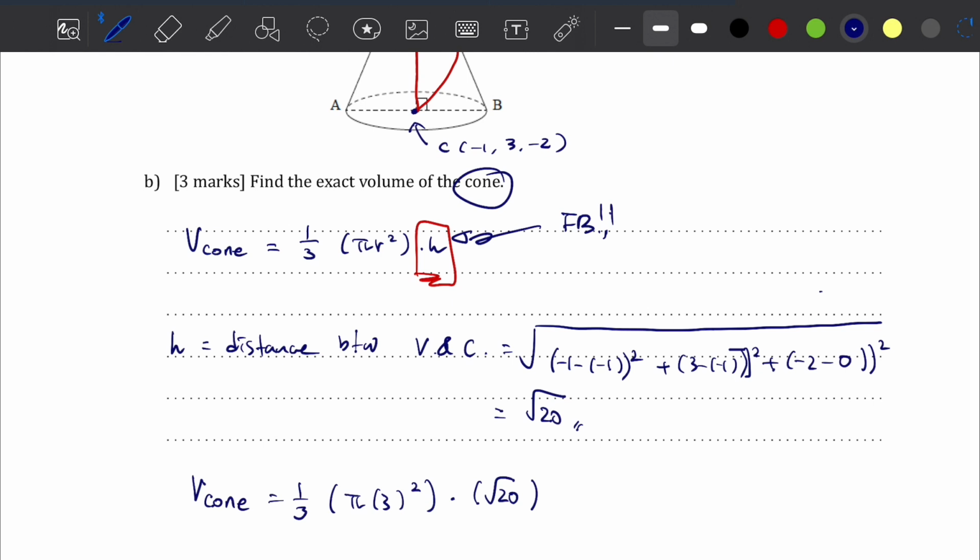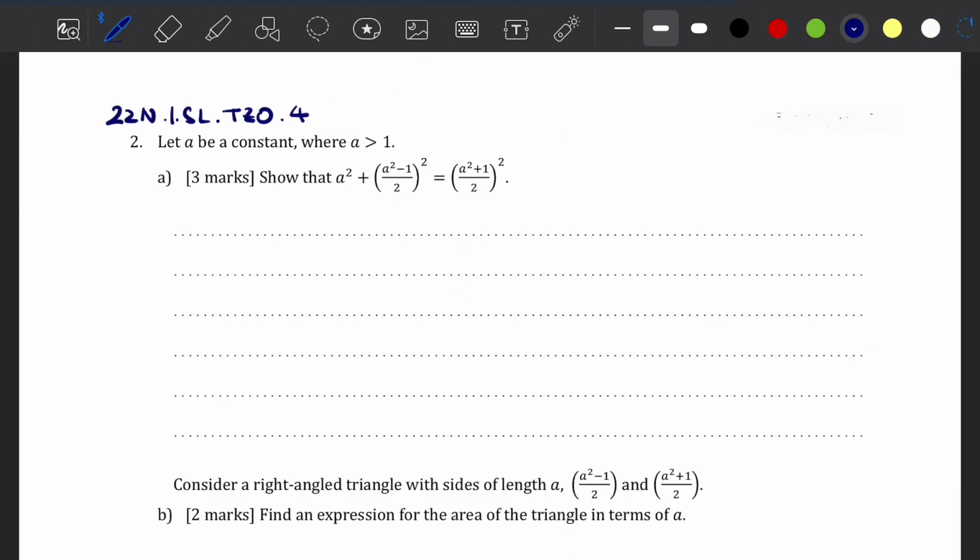So the answer is 3 pi times square root 20, or you can leave it as 6 pi square root 5. So let's do the second question of the day. This question is from year 2022, November, IB Math AA SL, paper 1.